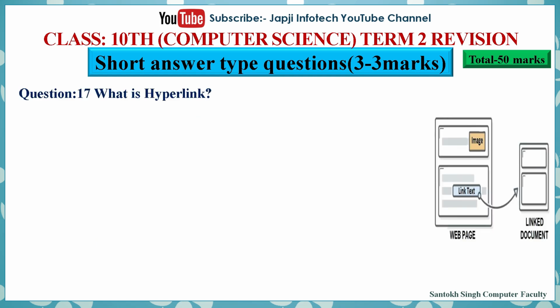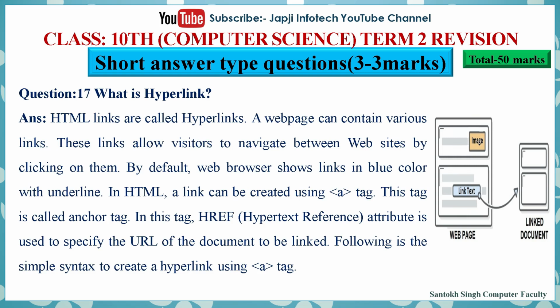And 17th question is, what is a hyperlink? So HTML links are called hyperlinks. A web page can contain various links. These links allow visitors to navigate between websites by clicking on them. By default, web browsers show links in blue color with underline. In HTML, a link can be created using the a tag. This tag is called the anchor tag.